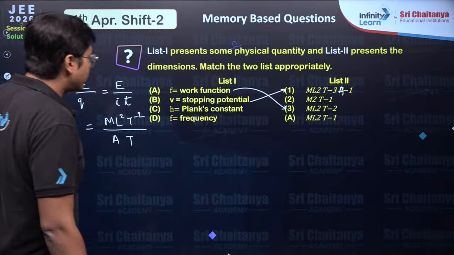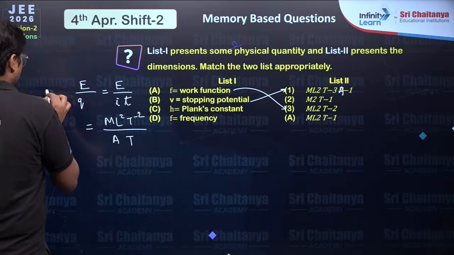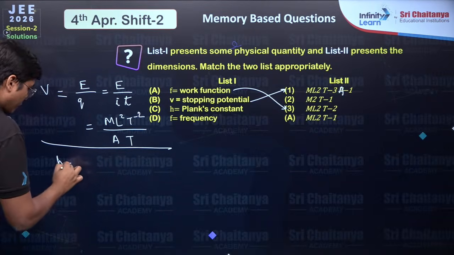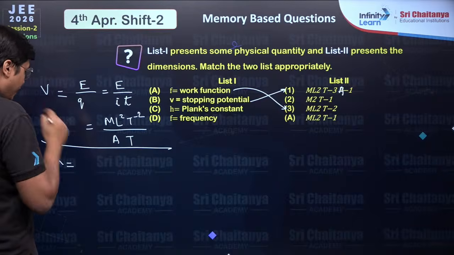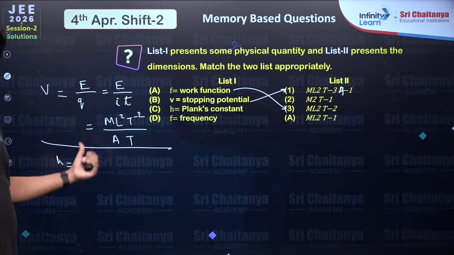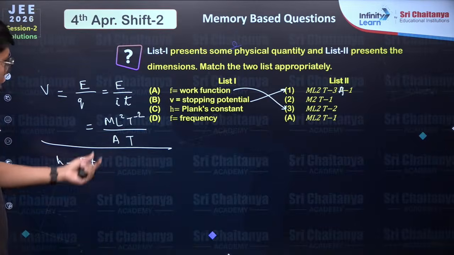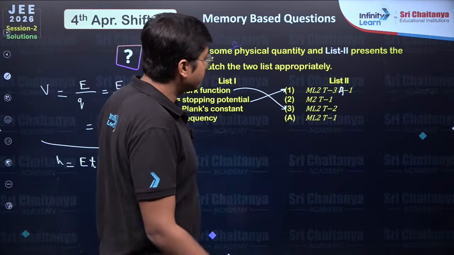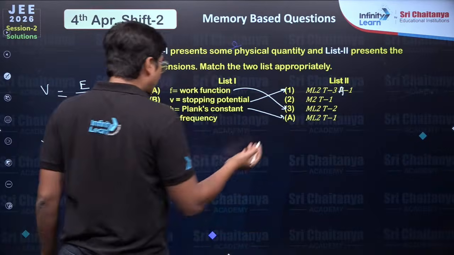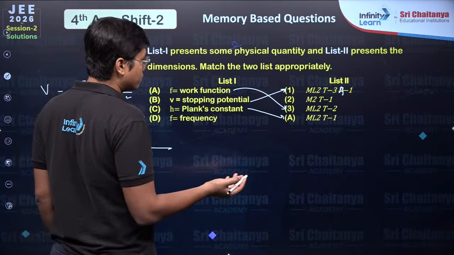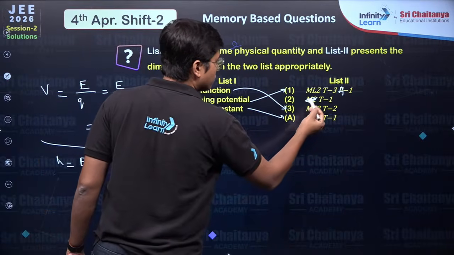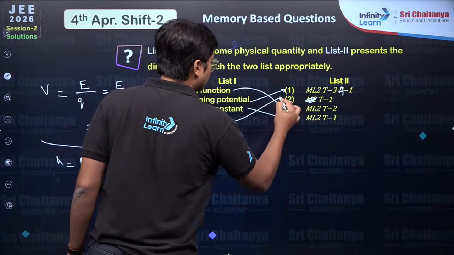Next is Planck's constant. Planck's constant, H is equal to E into T, because H nu is energy and frequency is 1 by T, cross multiply E into T. So mL2T minus 1, that goes with Planck's constant. Then I am assuming frequency, I don't think there is an M2 here. I think it would just go with this.